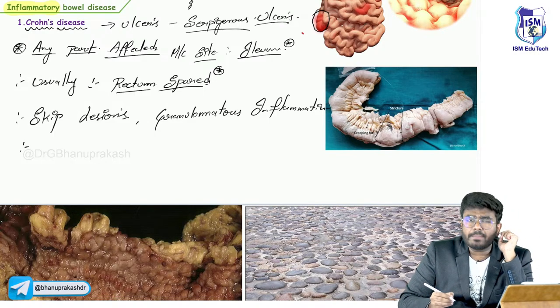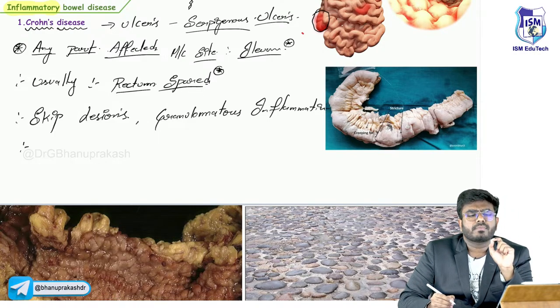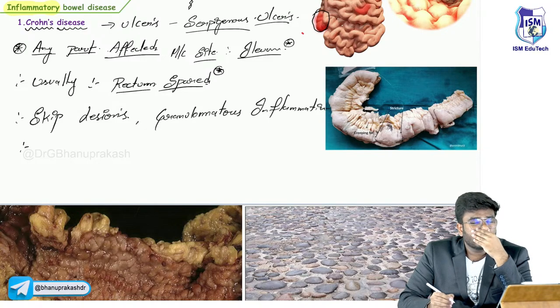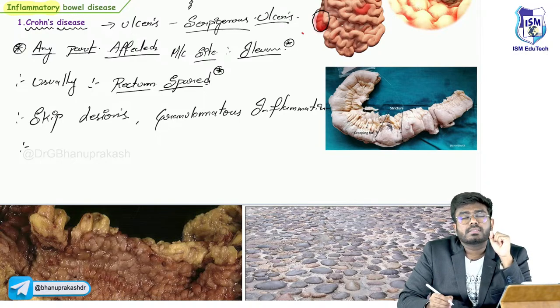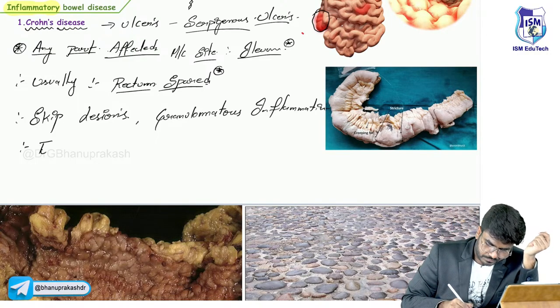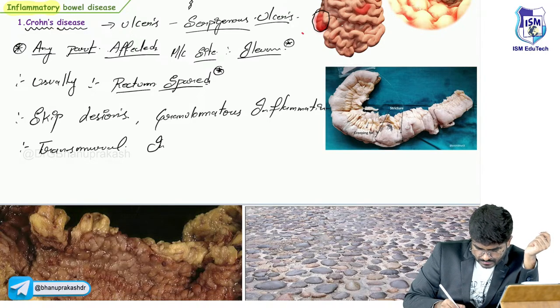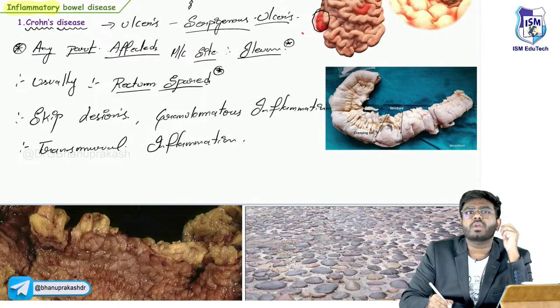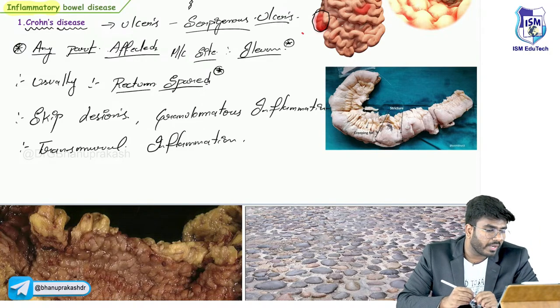Now, this inflammation is there, okay. Your intestines are made up of what? Mucosa, submucosa, muscularis, serosa. Which layer of the GIT is going to be affected? See, it's not a superficial inflammation. In Crohn's disease, all the layers are going to be inflamed, which means the inflammation is transmural in nature. Transmural involvement will be there.